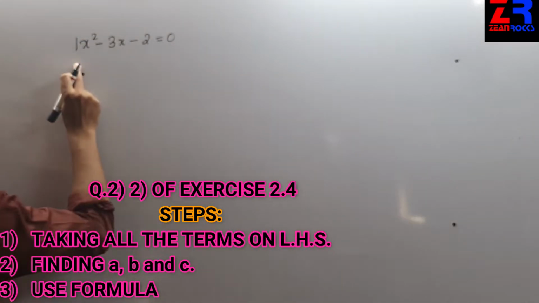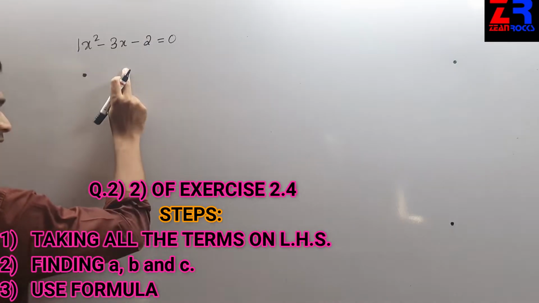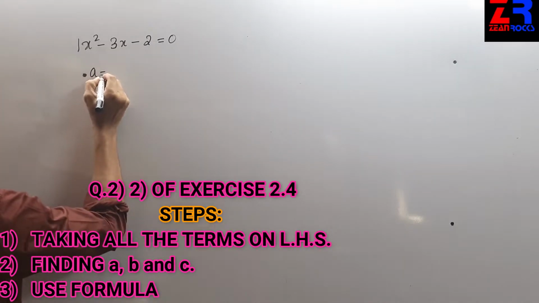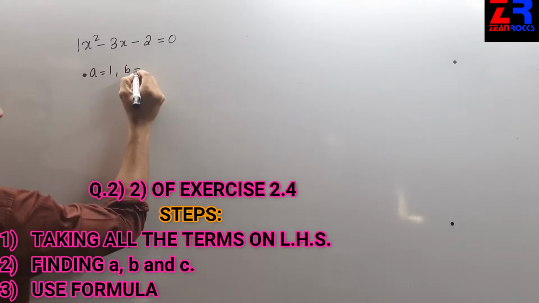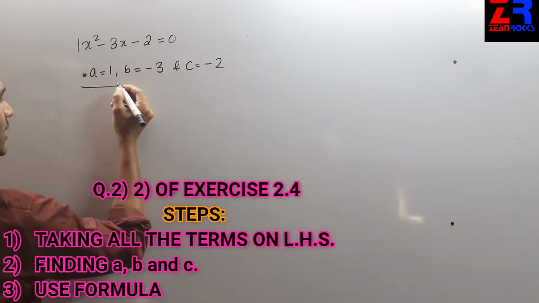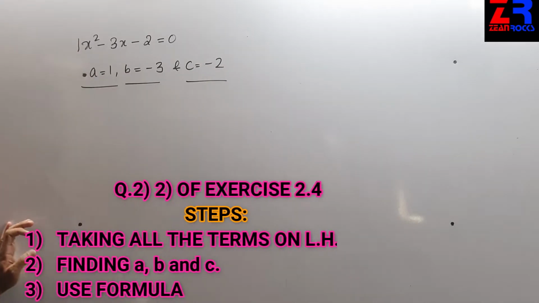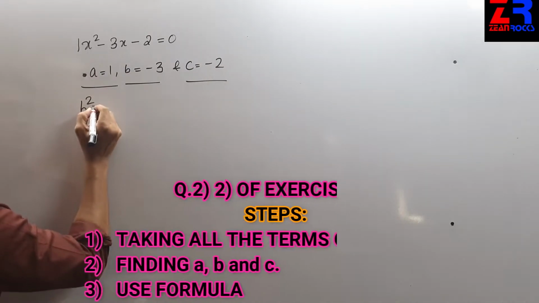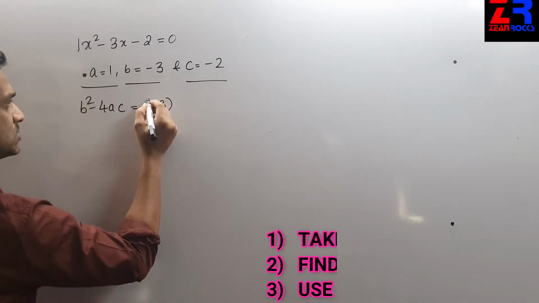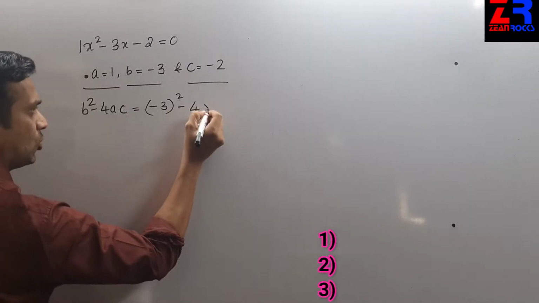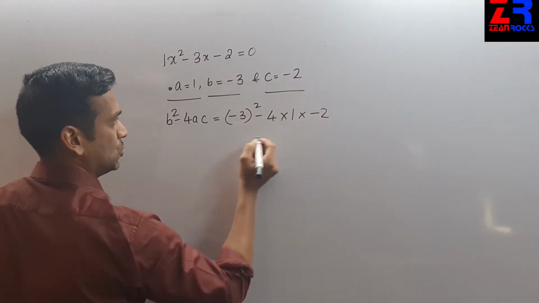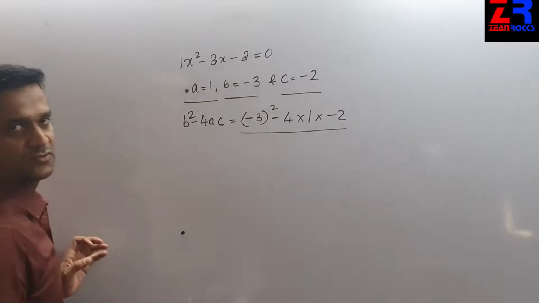I will write comparing this question with ax square plus bx plus c is equal to 0. I will get a is equal to 1, b is equal to minus 3 and c is equal to minus 2. I got a, b and c. I will write the value of b square minus 4ac. b square means minus 3 square, minus 4, a means 1, c means minus 2.